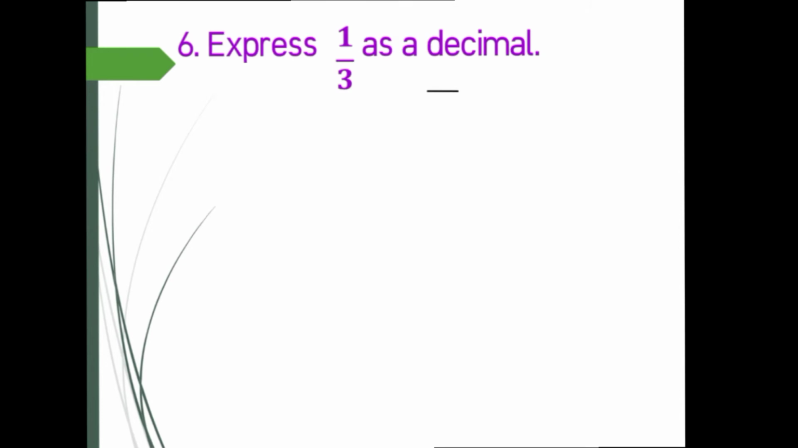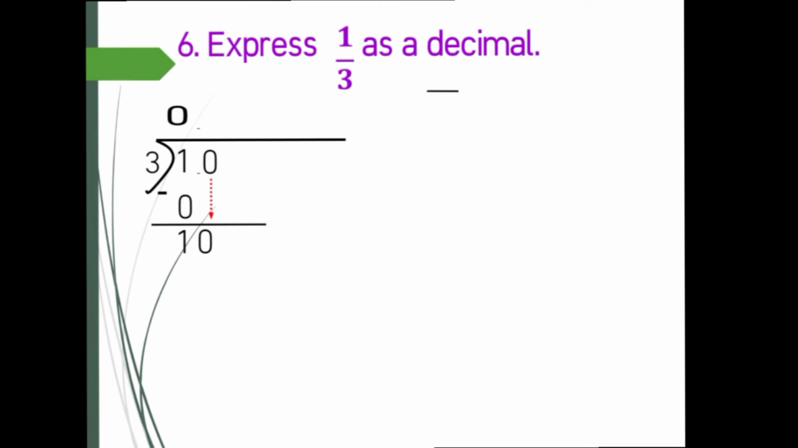So, express 1 over 3 as a decimal. So, ganun ulit. 1 sa loob, 3 sa labas. 1 divided by 3 is 0. 0 times 3 is 0. 1 minus 0 is 1. And then, mag-add tayo ng 0 at saka decimal point sa taas at saka sa baba. So, magiging 10 na siya. So, bring down natin yung 0.